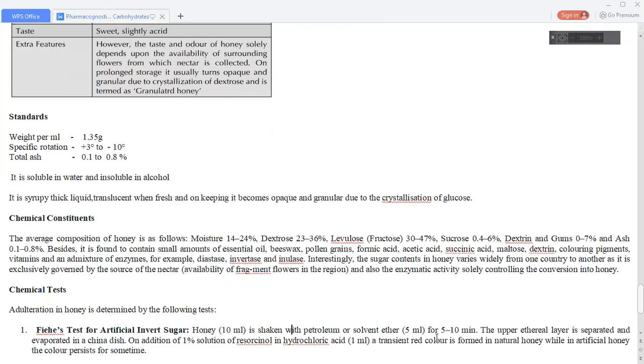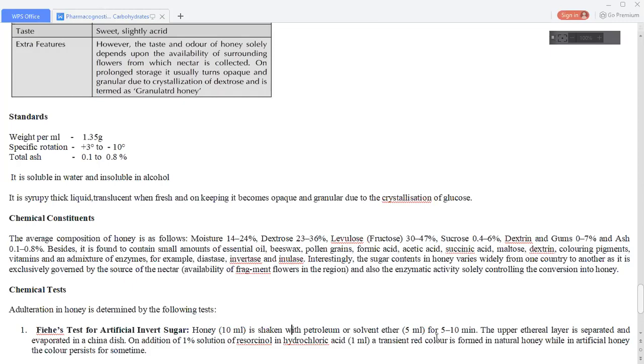The average composition of honey is as follows. The moisture content is 14 to 24%, dextrose 23 to 36%, levulose, that is fructose, 30 to 47%, sucrose 0.4 to 6%, dextrin and gums 0 to 7%, and ash 0.1 to 0.8%.